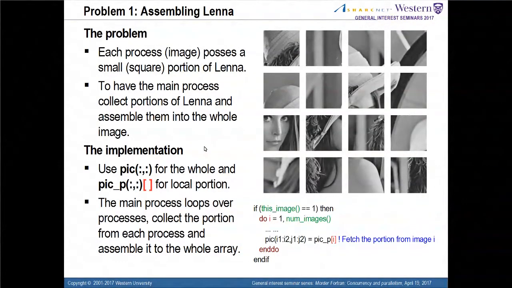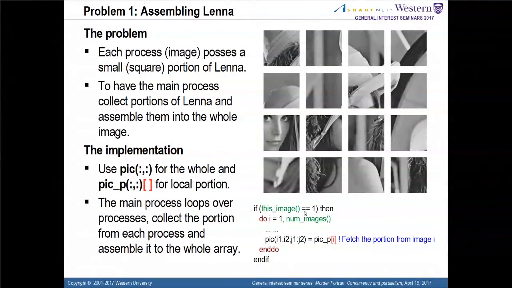And how would you do that? Here are the key steps for implementation. We use pic, which is an array for the whole image, and I use another array, pic underscore p, for the local portion. And we use square brackets to indicate that this local array will be accessible by all the processes. And here's the snippet of the code.